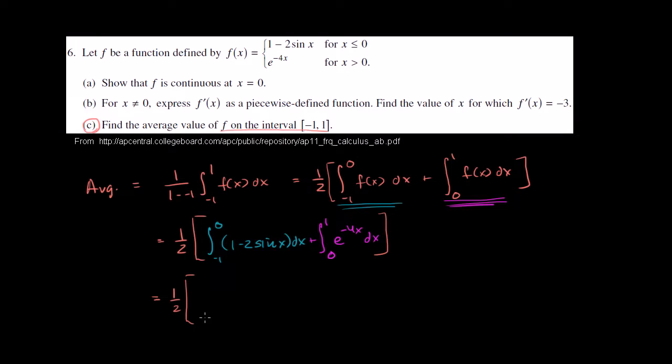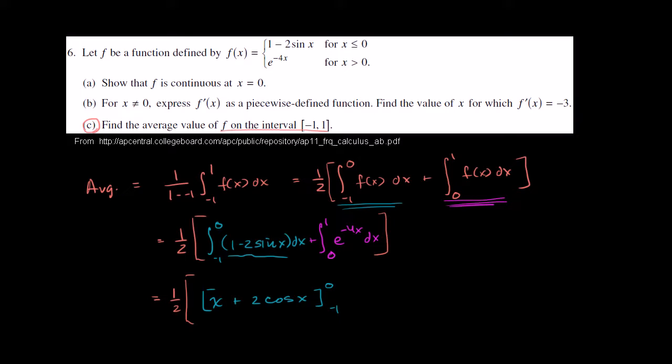So 1/2, open brackets. And now let's take the antiderivative of 1 minus 2 sine of x. Antiderivative of 1 with respect to x is just x. -2 sine of x. Well, the derivative of cosine of x is negative sine of x. So this is just going to be 2 cosine of x. And you can verify that. Derivative of cosine of x is negative sine of x. You have the 2 out front, so it's -2 sine of x. So we're going to evaluate that at 0 and at -1.